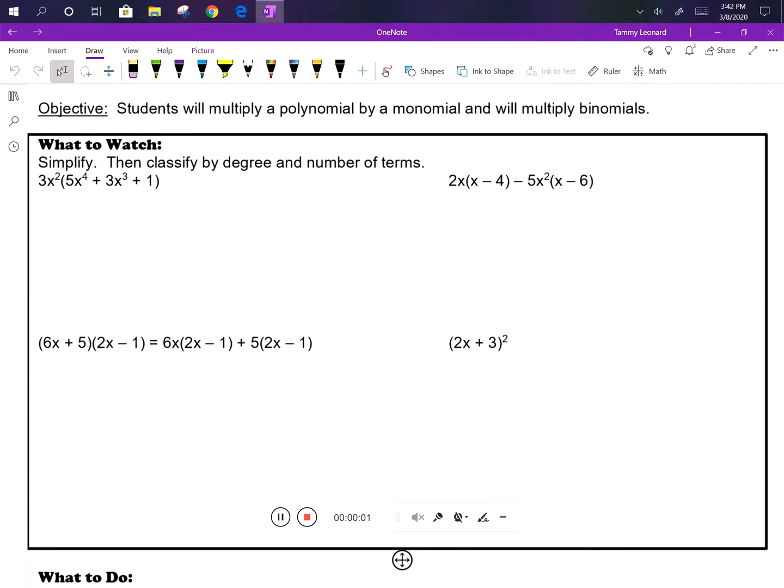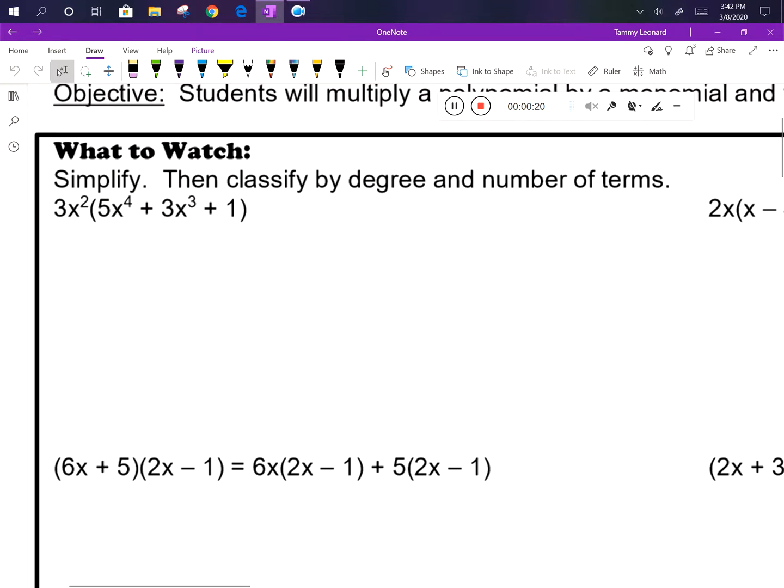We are again asked to simplify and then classify by degree and number of terms. So the classify part is not new, but we're now going to be asked to simplify some things that involve multiplication more than just distributing a 1 or a -1. Notice in the first problem, we're actually being asked to distribute 3x squared through this set of parentheses.